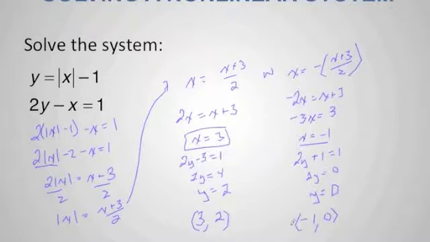Now I know those work in the bottom equation because I used the bottom equation, but let's check the top. Does 2 equal 3 minus 1? Yes. Does 0 equal the absolute value of negative 1 minus 1? Yeah, that checks. So both of these work.